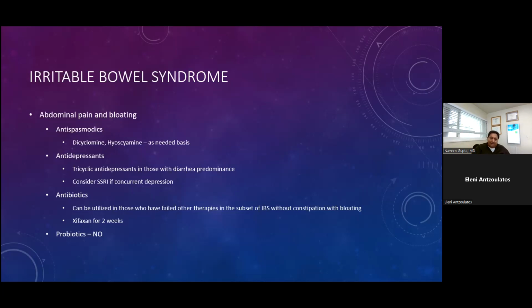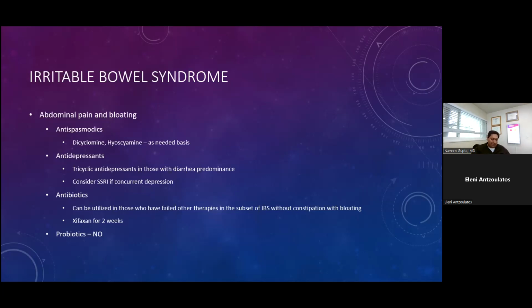So people always ask about antibiotics. This goes back to when we talked about SIBO, or bacterial overgrowth. Antibiotics, I think, do have a role in irritable bowel syndrome, only in those patients with bloating who do not have constipation. There is some improvement with a 2-week course of an antibiotic. It will usually be short-lived, meaning that it'll recur within probably about 2 to 3 months, but they will have improvement for those 2 to 3 months if they failed other therapies prior.